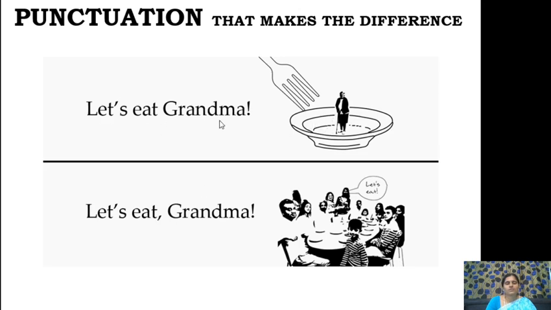When you read this, it conveys a different meaning, and when we just put a comma here, it conveys a different meaning. Let's eat grandma. Let's eat, grandma. So here the placement of the comma has made a huge difference. So when we are placing these punctuation marks, we have to be very careful and we have to follow certain rules, to use them appropriately in our writing.